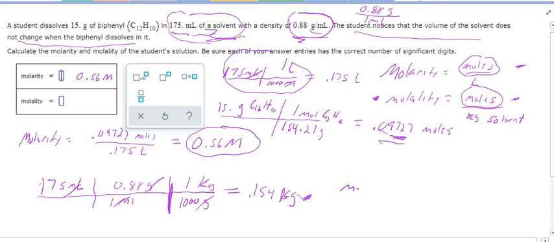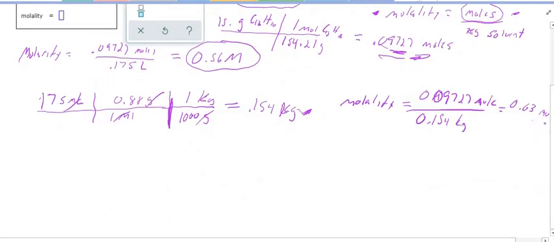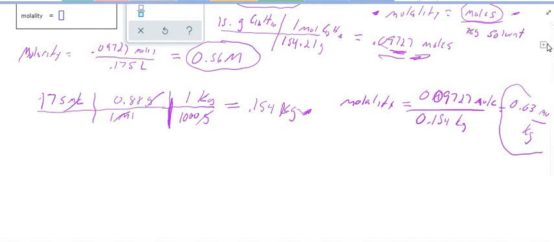So let's do molality. Molality equals moles, which is 0.09727 moles. That comes from right here. Per kilogram of solvent, which is 0.154 kilograms. When I do that math, I calculate there are 0.63 moles per kilogram of solvent. There is my molality right there.